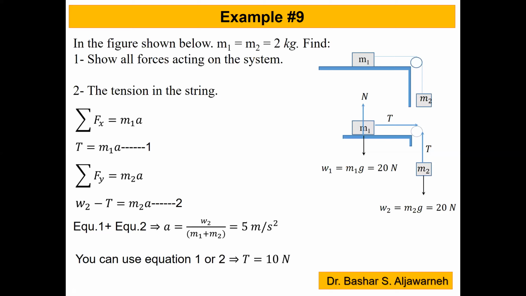Now the question here is to calculate the tension. We cannot find the tension without finding the acceleration. Since we already have the acceleration, all you have to do is take equation 1 or equation 2 and plug in the magnitude of the acceleration. Here I would like to use the first equation. It's easier for me and for you too. So the tension equals m1 times a. We know m1, which is given, equals 2, times the acceleration we calculated. So it's going to be 10 Newtons.